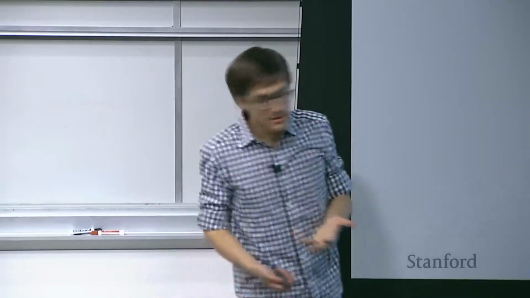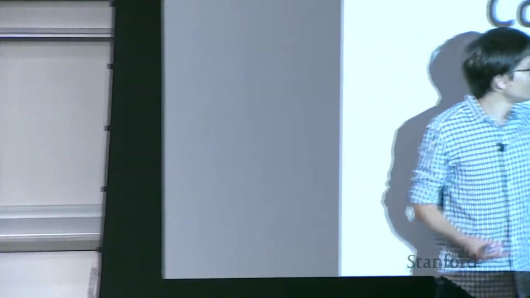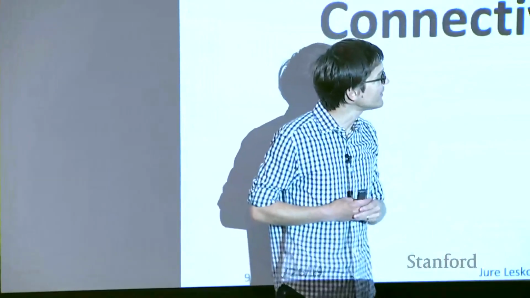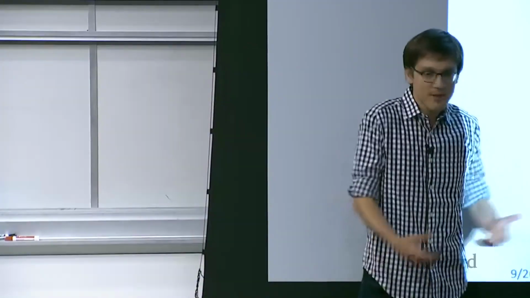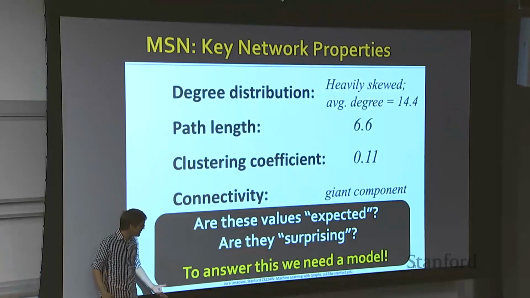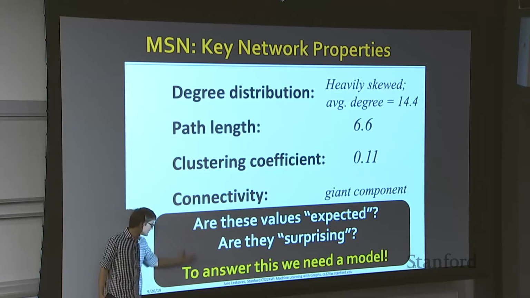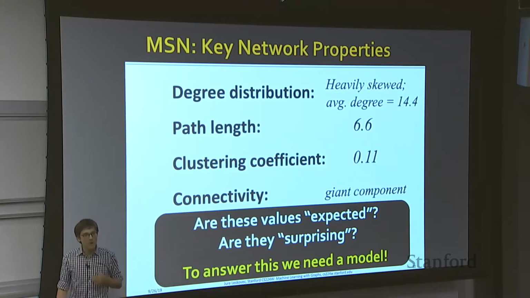Okay? So now, these are just some numbers. And the question is, should we be surprised? Should we say, wow, this is so fascinating? Should we say, totally boring, let's go home? What should we say? So the question is, are these values expected? Are they surprising? And the only way for us to answer this question is that we need a model.